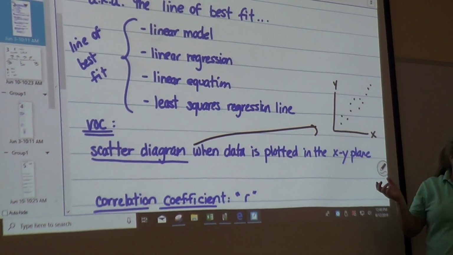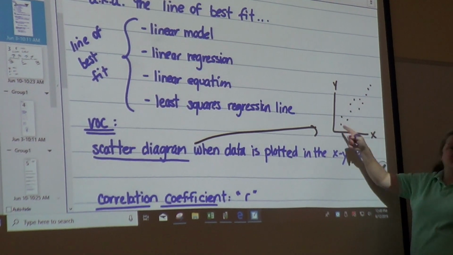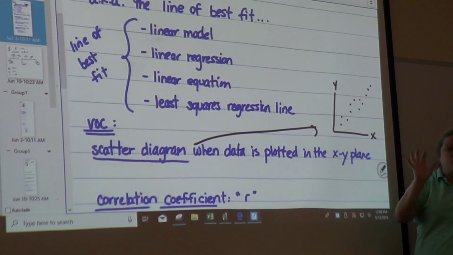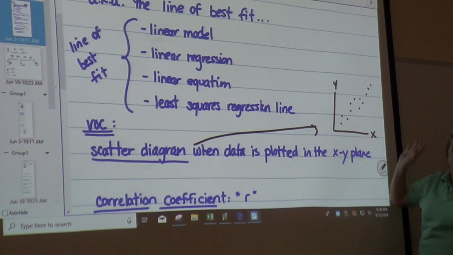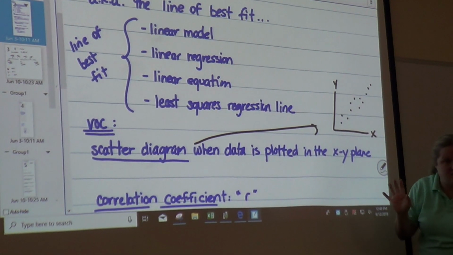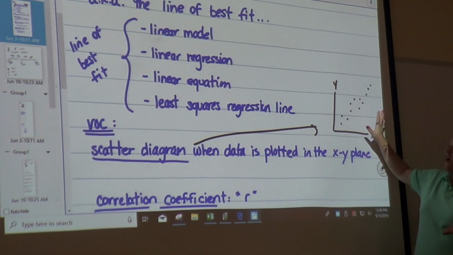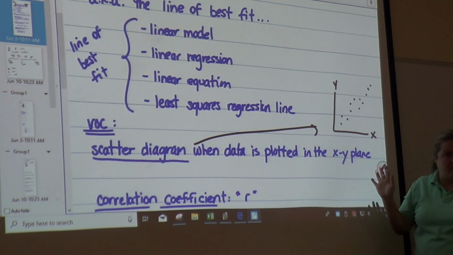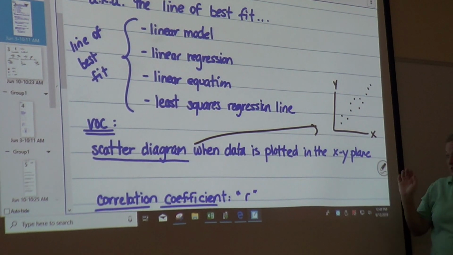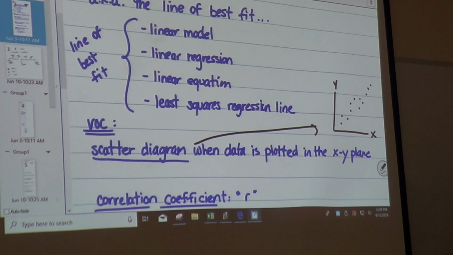Now, in Algebra 1 and Algebra 2, you wanted these points to make a straight line, and you freaked out if they didn't. In real life, points don't always make a straight line, and it's okay. So for our scatter diagram, they may make a straight line or they may not, and it's okay, because it's real life. But the scatter diagram is when you have points all over the place.